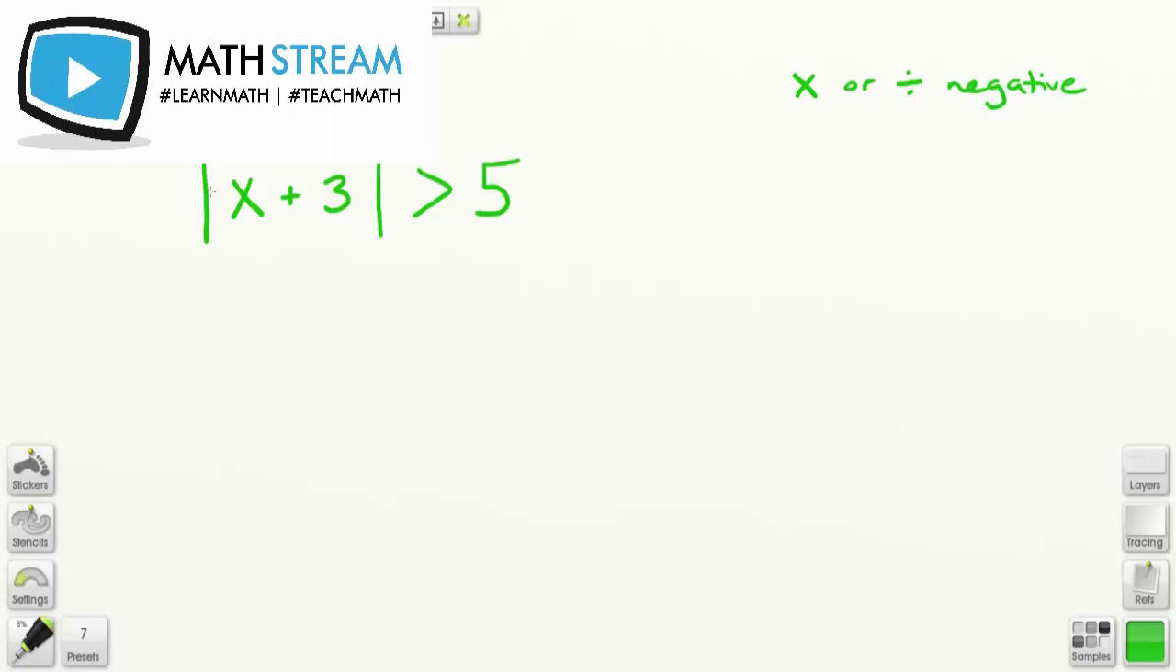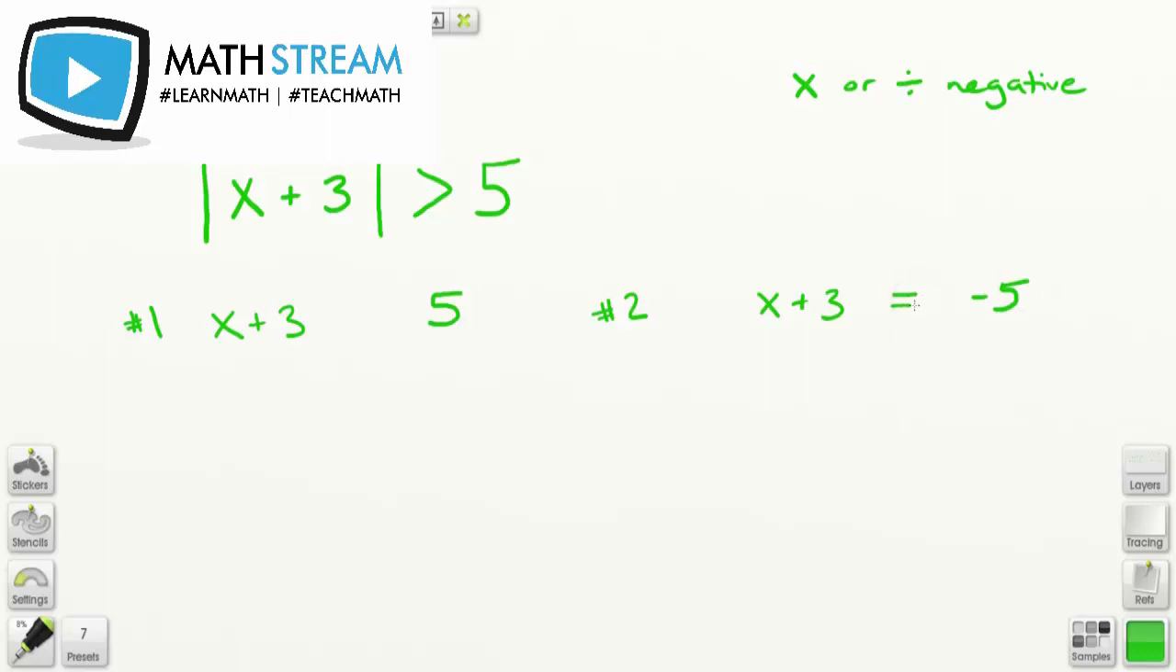So for instance, for an absolute value that needed to be 5, I could either get a 5 or a negative 5 on the inside, and I would still get an answer of positive 5, because absolute value always yields a positive, even if the number inside of it is negative. So just like with equalities, we're going to set ourselves up with two equations, number 1 and number 2. One is going to compare x plus 3 to positive 5, and one is going to compare x plus 3 to negative 5.